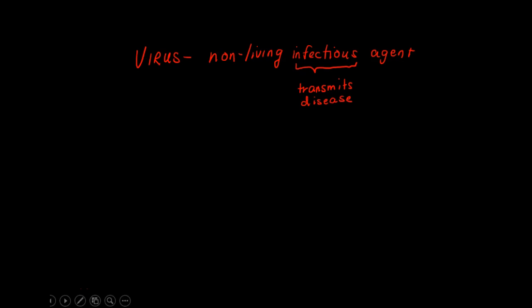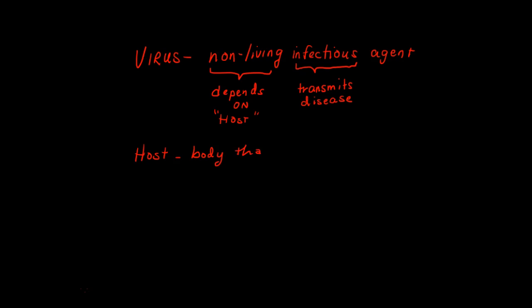And non-living means that various characteristics of non-living things usually do not include their own energy source, and so they are depending on a host, and they use multiple enzymes from the host. The definition of a host then is the body that the virus inhabits. So the living thing that the virus depends on would be called the host.